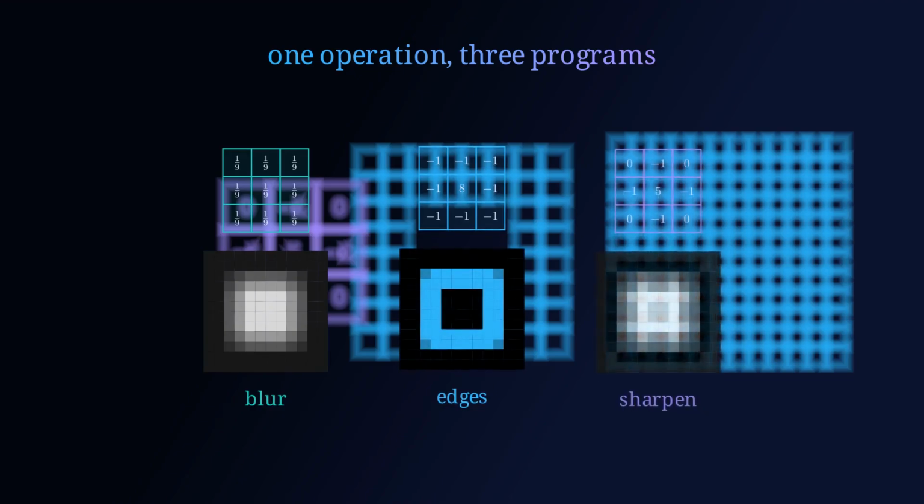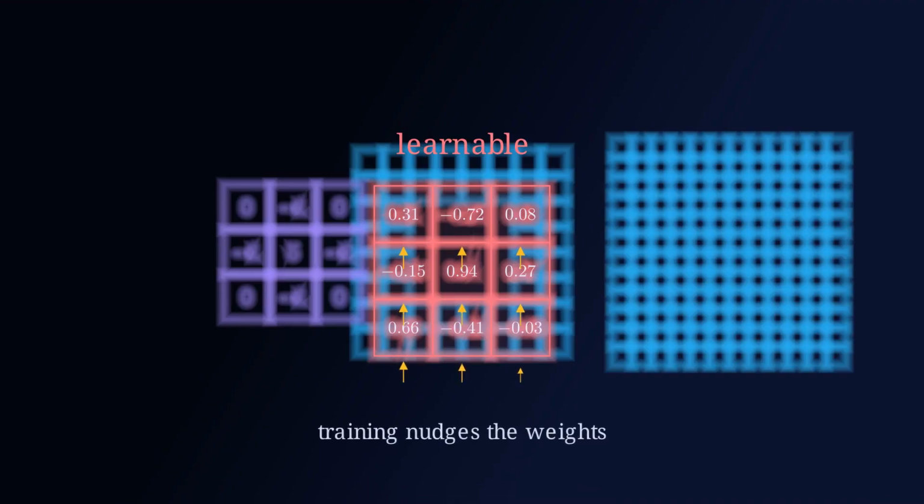Now, what if we didn't choose the numbers ourselves? That's the leap into deep learning. Instead of hand-picking weights, we let the network start with random numbers in its kernels and adjust them through training until they detect whatever helps it succeed. The operation is frozen, the weights become learnable.